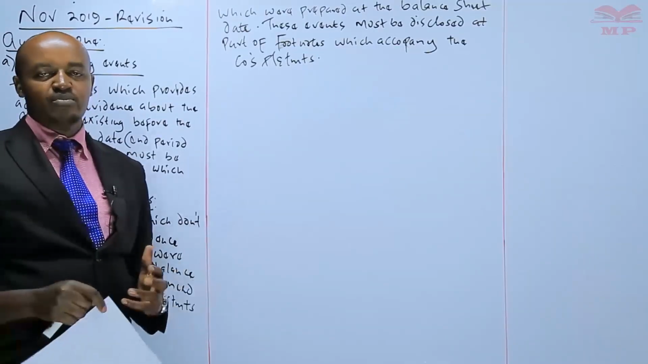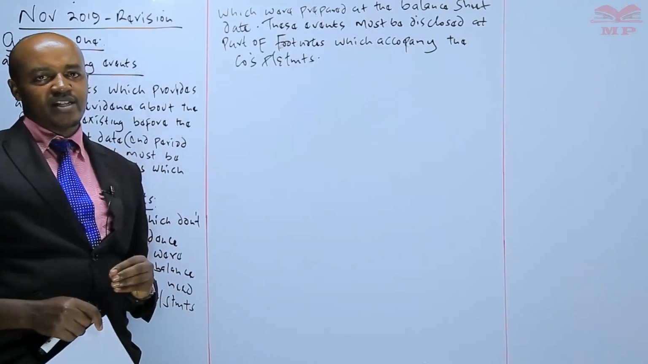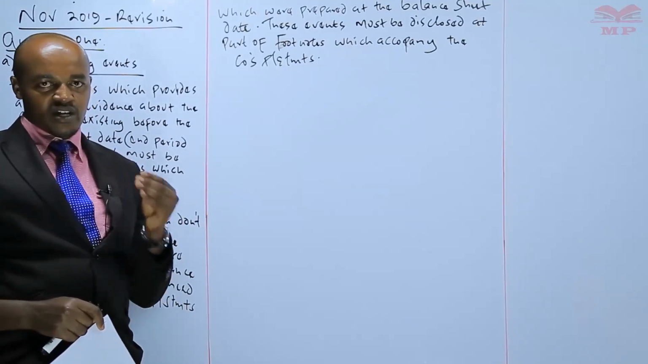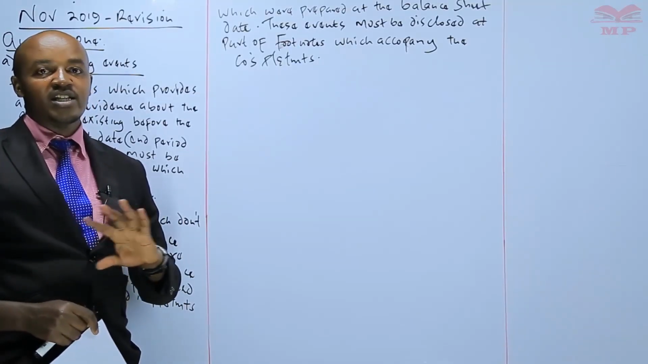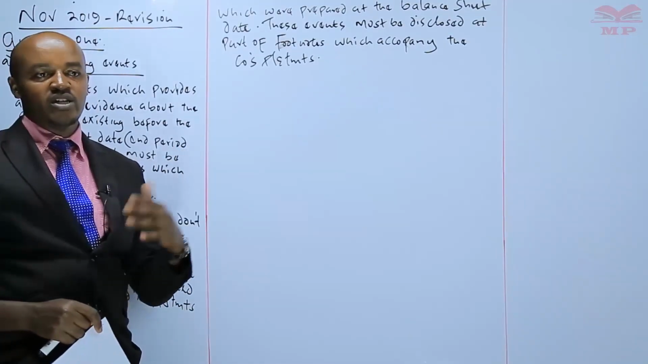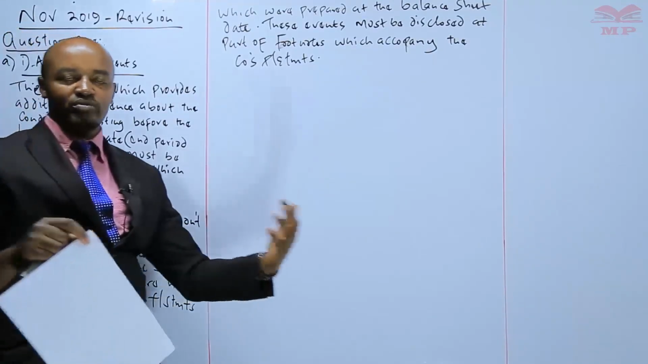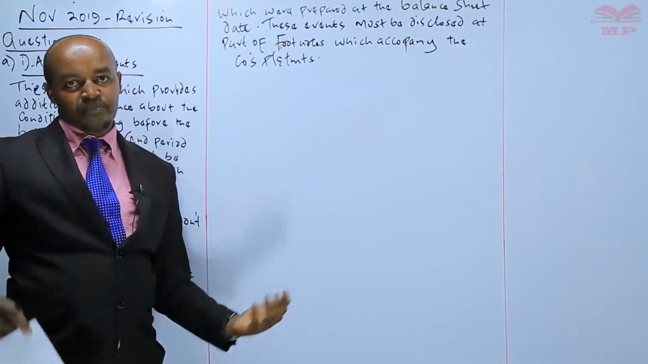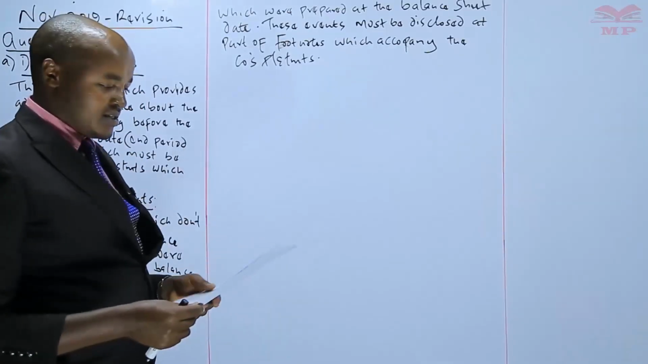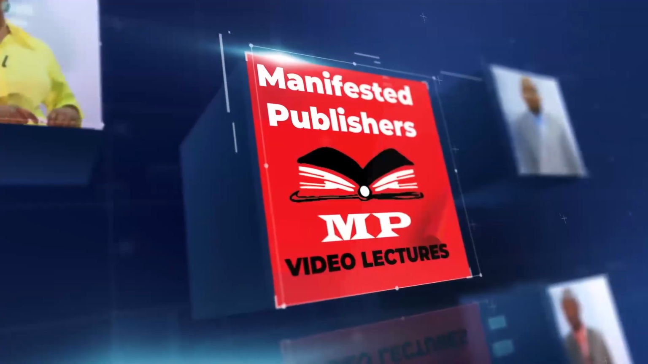All those are good examples of non-adjusting events. Once those events take place, because they do not provide additional evidence about the conditions which were existing before the balance sheet date, they need not be adjusted. They just need to be disclosed as part of the footnotes which accompany the audited financial statements, to be brought to the attention of the shareholders. So that is the difference between those two events as defined by IAS 10.